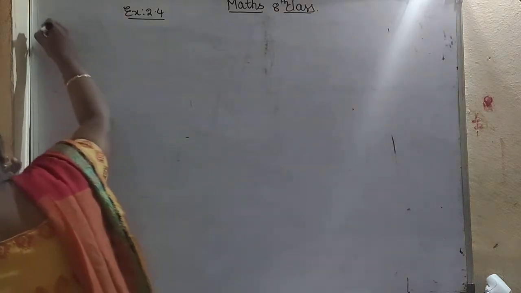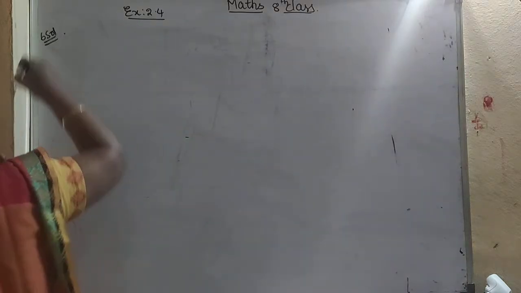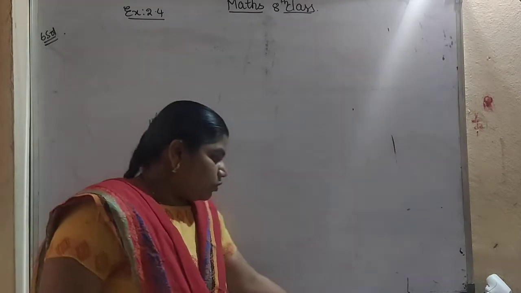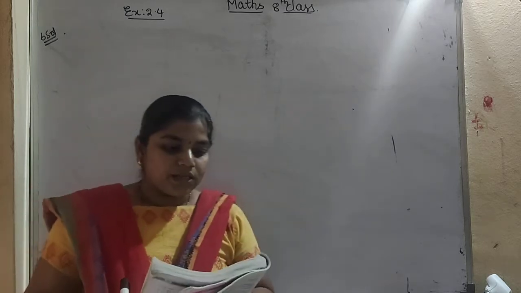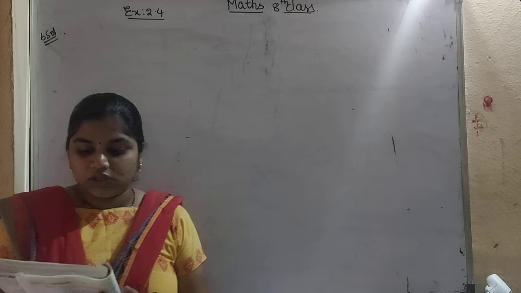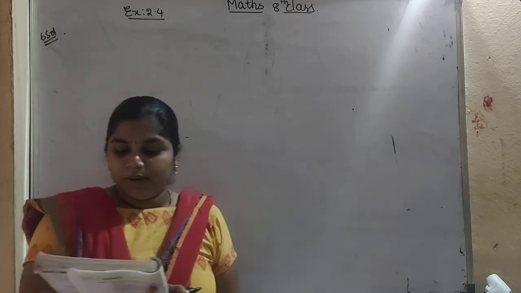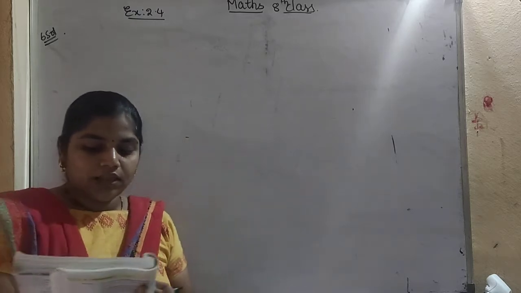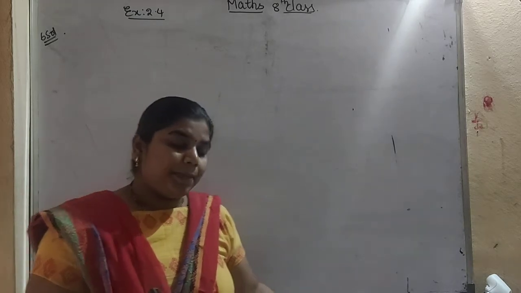So sixth one. What is sixth one? Mary is twice older than her sister. In 5 years time, she will be 2 years older than her sister. Find how old are they both now. So we have to find the present age.